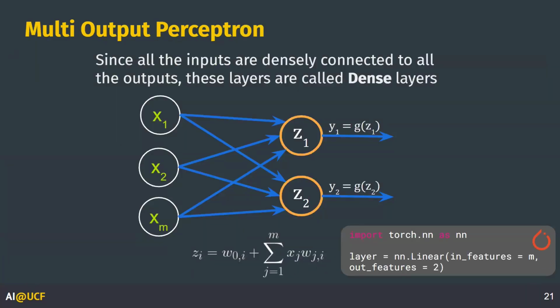Very luckily for us, PyTorch makes it a lot easier than this, where you just have to use a neural network linear layer, where you put in the number of inputs you have. Here we could have M, and then our output features, just 2. This makes it vastly simpler to code up. You just have to write the one line.